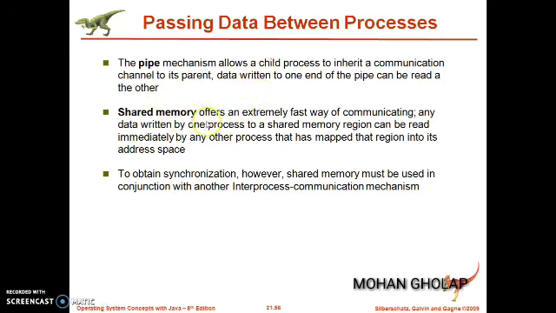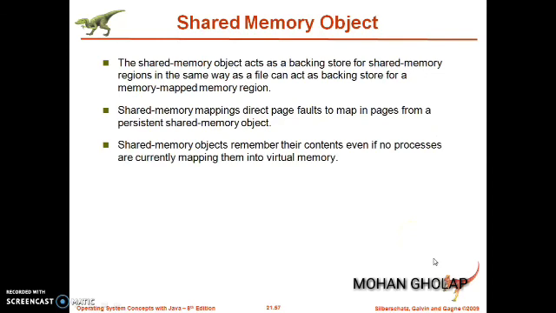In shared memory, a block of memory is shared among the processes. Some processes will be writing the data and others will be reading the data from that particular memory. To obtain synchronization, however, shared memory must be used in conjunction with other IPC mechanisms. After this, we have the shared memory object. The shared memory object acts as a backing store for shared memory regions in the same way as a file can act as a backing store for a memory-mapped region. Shared memory mappings direct page faults to map in pages from a persistent shared memory object. Shared memory objects remember their contents even if no processes are currently mapping them into virtual memory. In general, the shared memory object acts like a backing store for the shared memory region, so even when there is no content, it still holds the mapping information for the virtual memory.